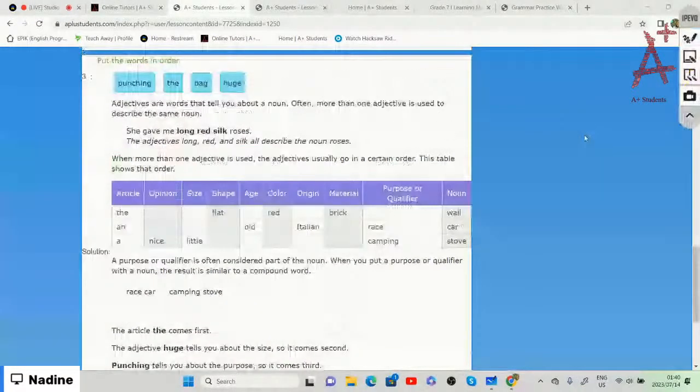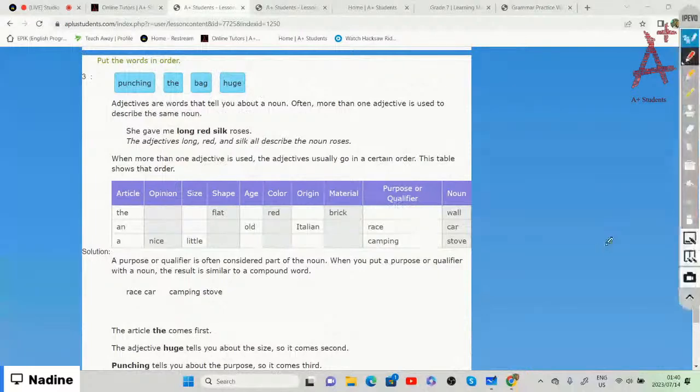All right, we're going to do one more. We need to put the words in order, right? Punching the bag huge. So we need to put the adjectives in order. And we said that we first put the article, which is the. So we're going to put the article first, because here it says in the table that shows order, the comes first because it's the article. The article comes first.